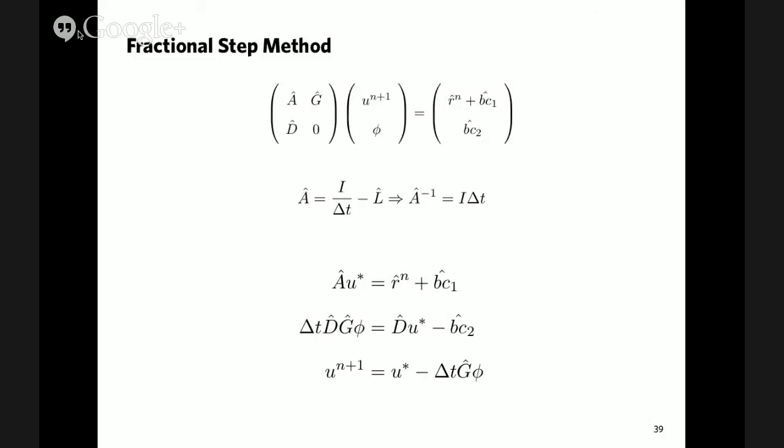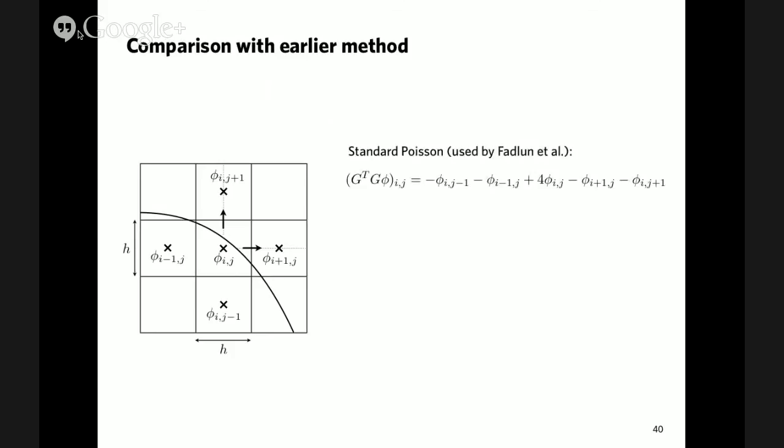Now, what's the difference between this and the earlier method, the one that was proposed by Fadlon? The main difference is the second equation, which, as I mentioned, was untouched by Fadlon. But here you can see that there is going to be a change.